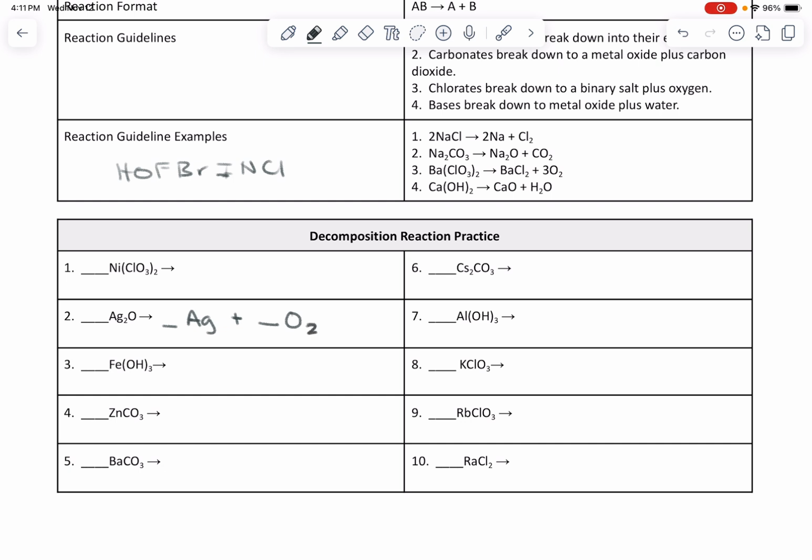And then we would need to balance this with a 2 and a 4, like so. Okay, let's look through this. Oh, number 10 is rule number 1. Okay, so let's see how this goes.